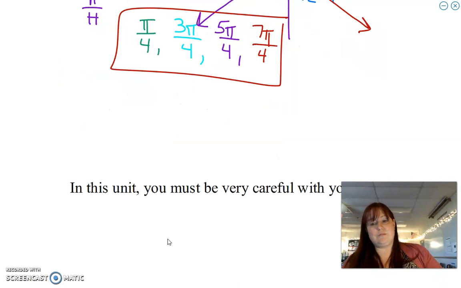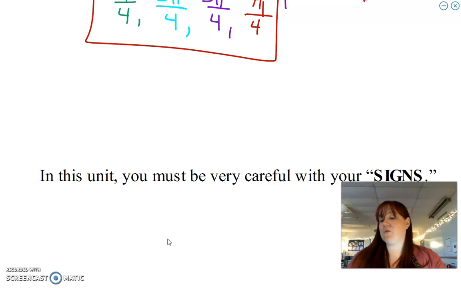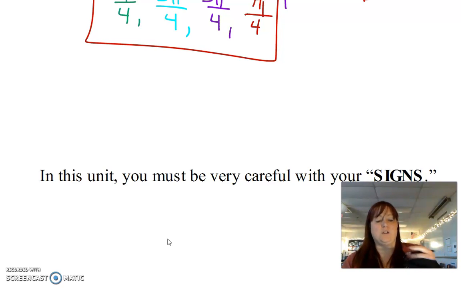So the last little joke here at the bottom is, in this unit, you must be very careful with your signs. But really, you have to pay attention to positives, negatives, and all of that stuff. So just be really cautious of those and watch those carefully.